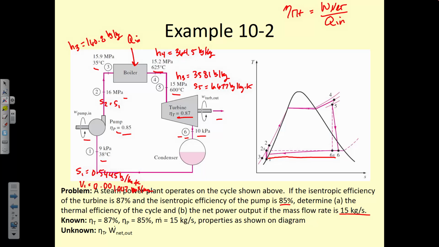So if S2 is equal to S1, we can look in the property tables and figure out for state 2 that H2 is equal to 175.2 kilojoules per kilogram. And then at state 6, if S6 is equal to S5, then similarly we can go to the tables and find that H6 is equal to 2114 kilojoules per kilogram.